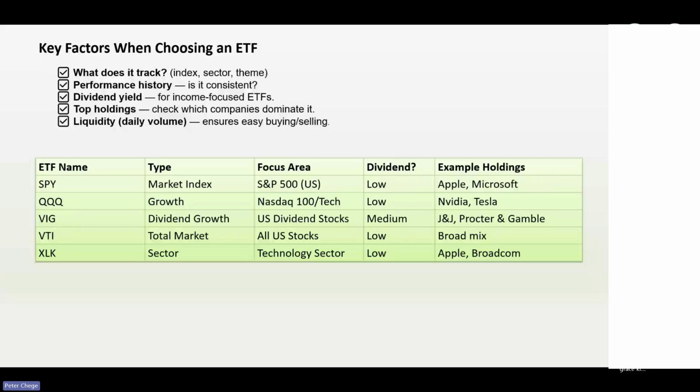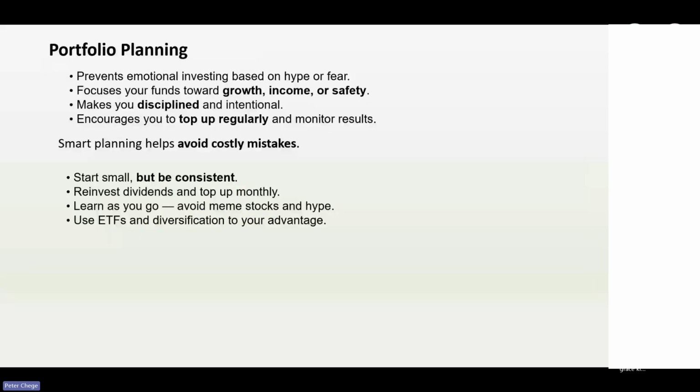Then there is VTI, total market for US stocks. Dividend is low and it offers a broad mix. Then there is XLK, type is sector, focuses mostly on the technology sector. Dividend low, and some of the stocks could be Apple. And before we come to this, because now this will go into practicals, let me stop sharing. We go to Stock Analysis. We see some of those things we have covered.